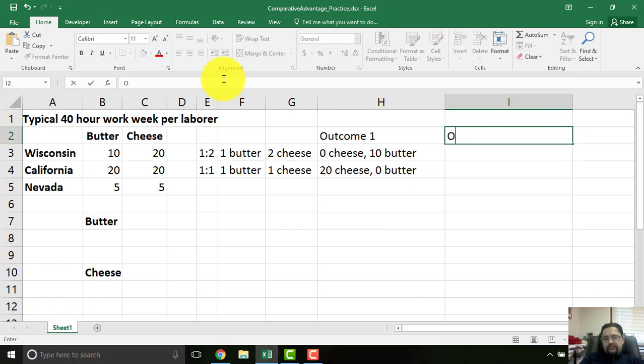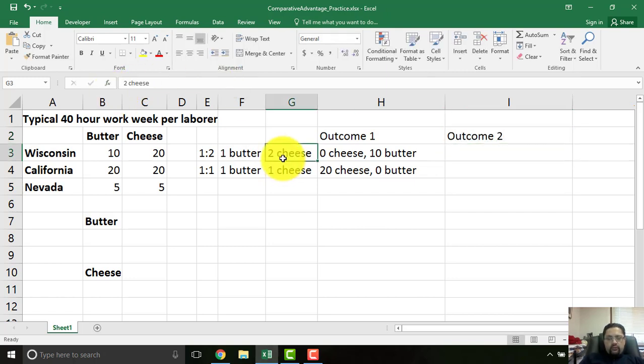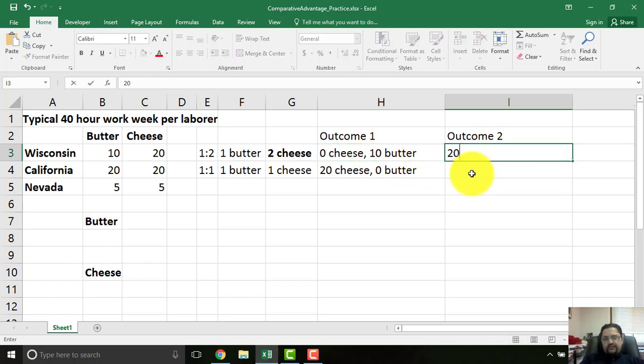Outcome 2, using comparative advantage. If we say, hey, we sacrificed 2 units of cheese under this situation, so let's do this. Let's have you produce 20 units of cheese. So we'll do 20 cheese and 0 butter here.